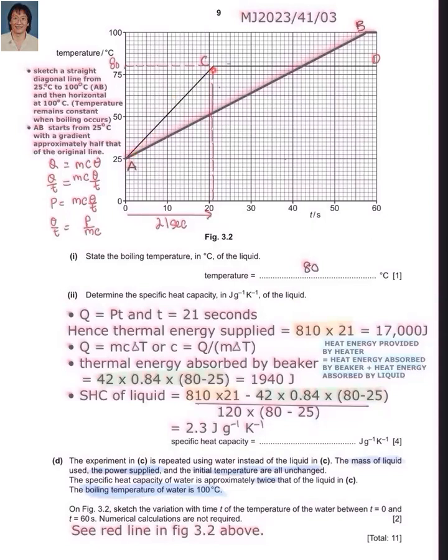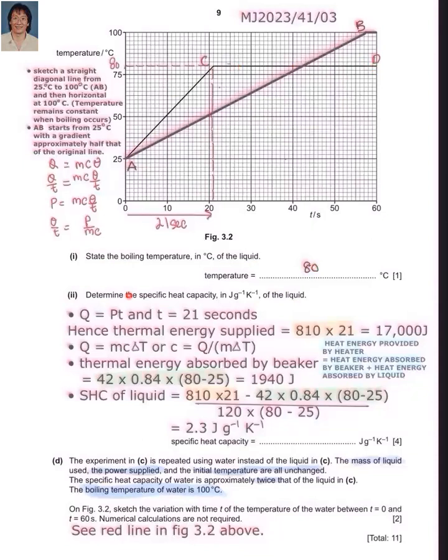Then from C to D, the liquid starts to boil. When boiling occurs, the temperature remains constant, even though heat energy is still being provided. So for part 1, we have to state the boiling temperature of the liquid. Look at the horizontal part, the CD. The answer is 80 degrees Celsius.